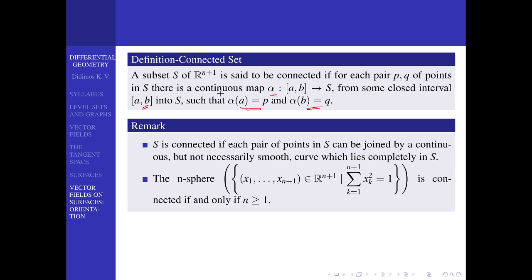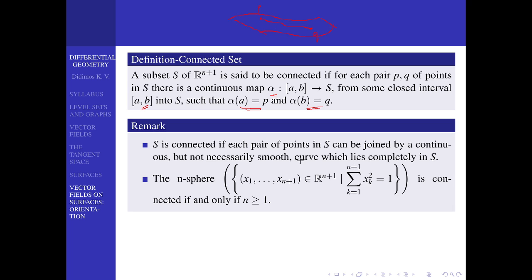So once you have such a continuous map, we can say that that surface is connected. If you consider any surface here and choose two arbitrary points, say P and Q, we need to connect them with a parameterized curve. That parameterized curve should be fully contained in this surface. Then, if this is true for any two arbitrary points P and Q, we can say that surface is connected. Okay, these are some remarks.